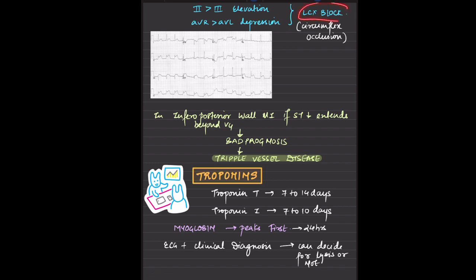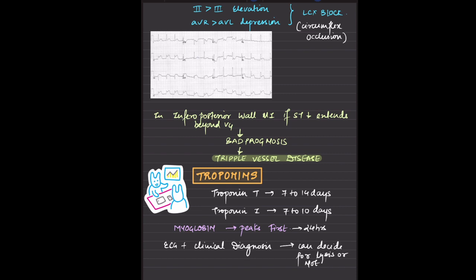If you are talking about an LCX block, it is the opposite. Lead 2 elevation is more than lead 3 and aVR depression is more than that of aVL. We have already seen triple vessel disease and LMCA equivalent, right?